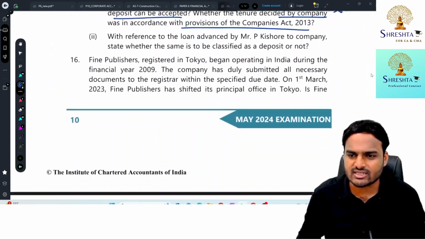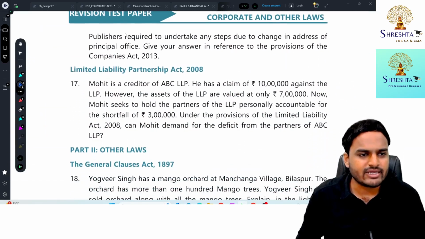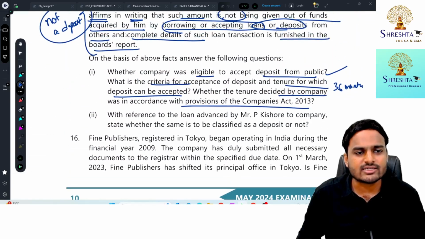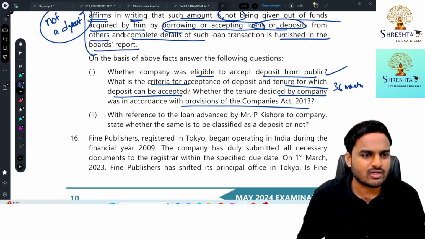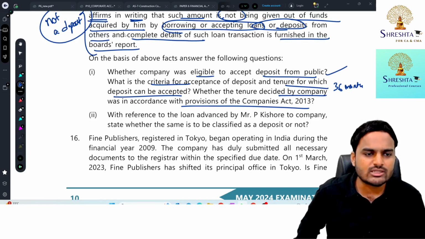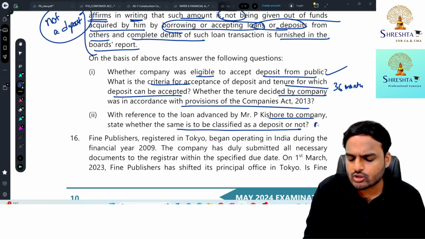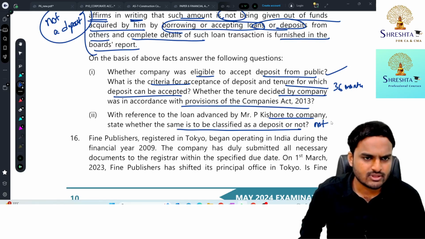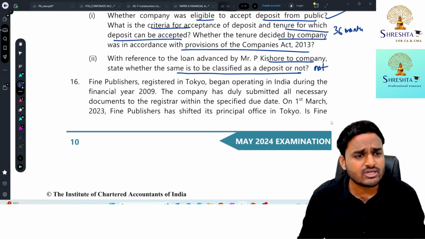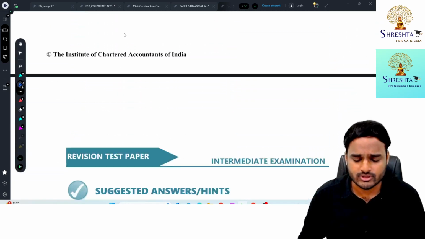Maximum duration is 36 months only. The company can accept deposits for a tenure not exceeding 36 months. So here the proposal of the company is not tenable. With reference to the loan advanced by Mr. P. Kishore to the company, state whether the same is to be classified as a deposit or not. Not a deposit. Why? He furnished a declaration and the company also reported the same in the board report.